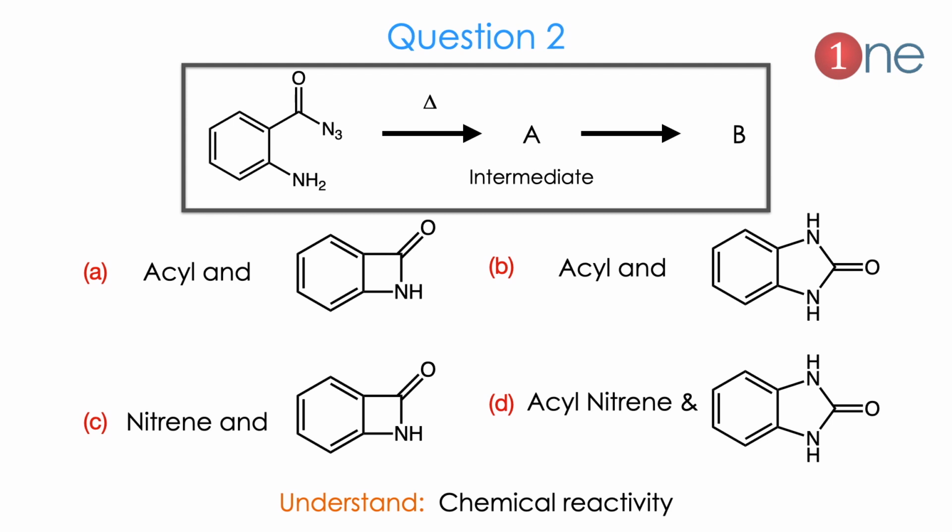They are asking whether the intermediate is acyl, and the product is a 4-member cyclic amide or a 5-member cyclic amide. They are also asking whether the intermediate is nitrene, acyl nitrene, or a simple nitrene group. So where will be the question there? The question is all about reactivity.